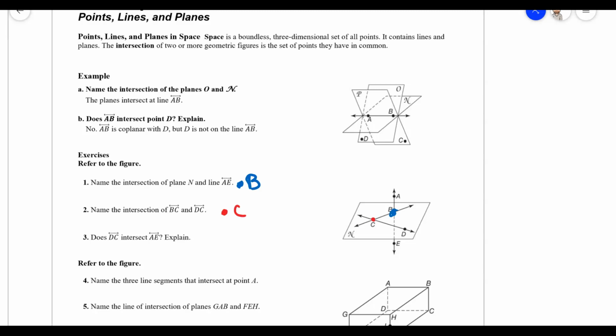Okay, and let's erase for a second here. We'll put a question in our Edpuzzle. Does DC intersect AE? Okay, does line DC intersect line AE? Think about that and answer that in the Edpuzzle.